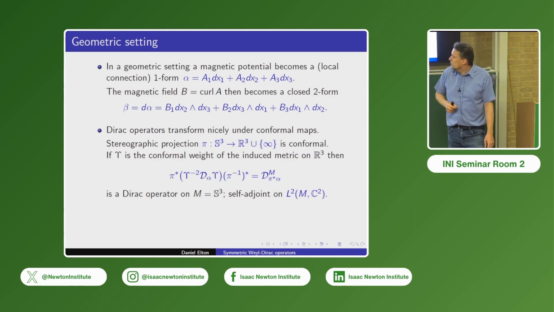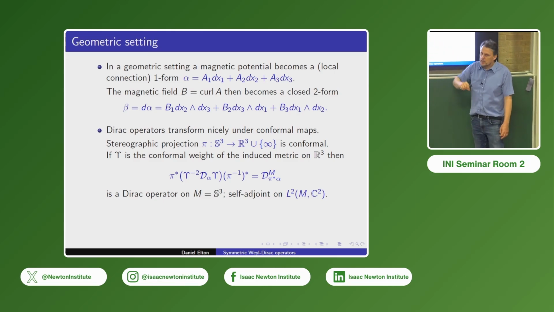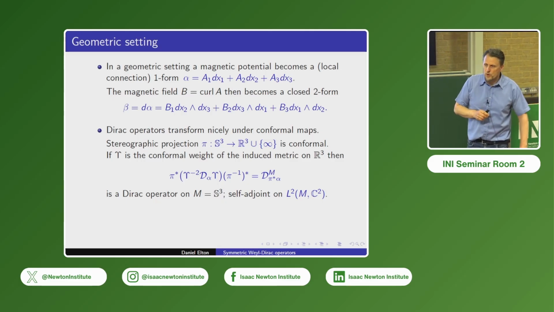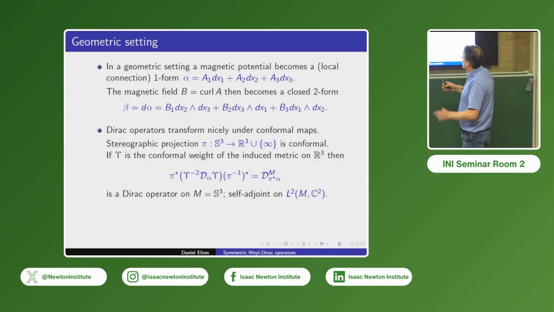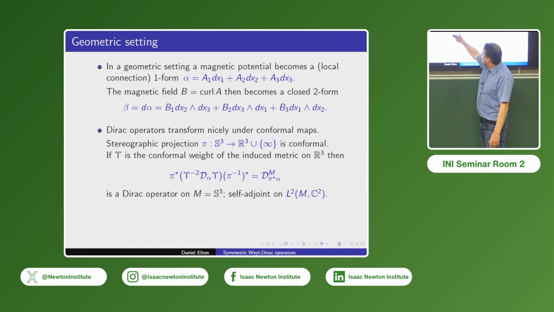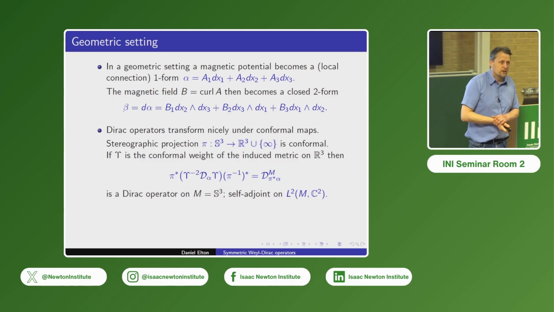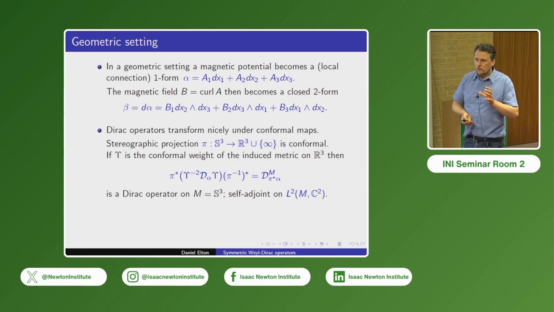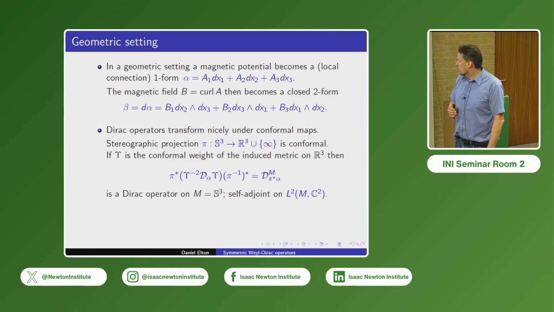If you do that, what you end up getting is a Dirac operator on S3, and the magnetic potential is just the one that you had on R3 pulled back in the appropriate way using the stereographic projection. So in essence, what we're doing is weighting a Dirac operator with a conformal weight and getting another Dirac operator corresponding to that new metric. So under conformal change of metric, Dirac operators behave very nicely. They just pick up weights on either side, the conformal weight.